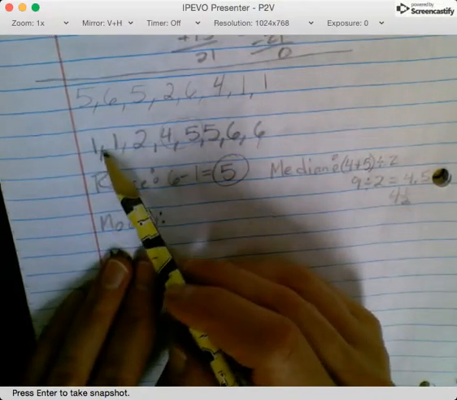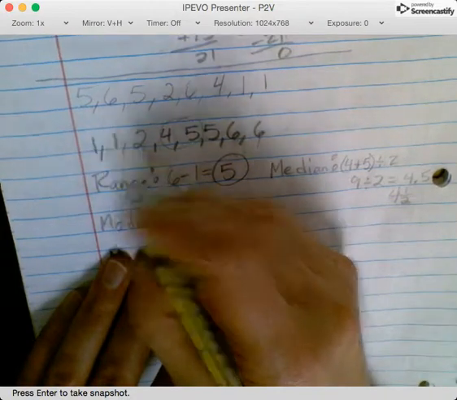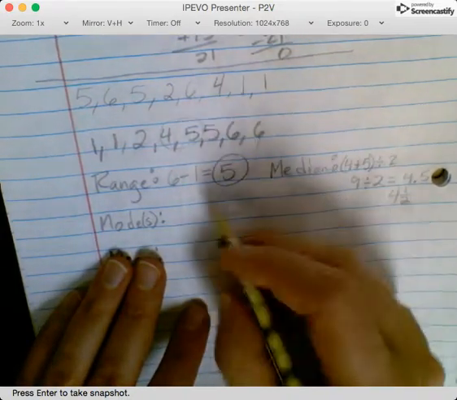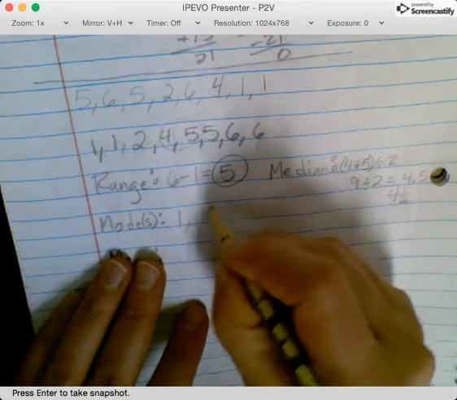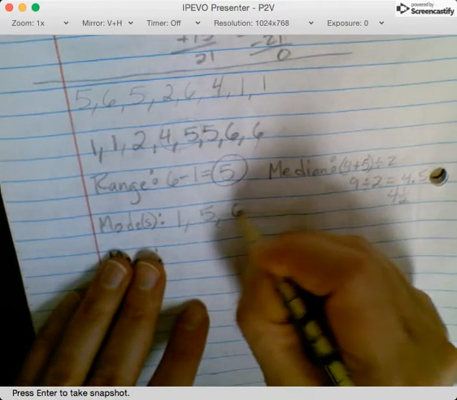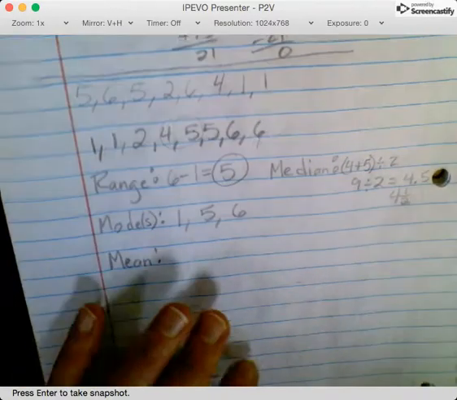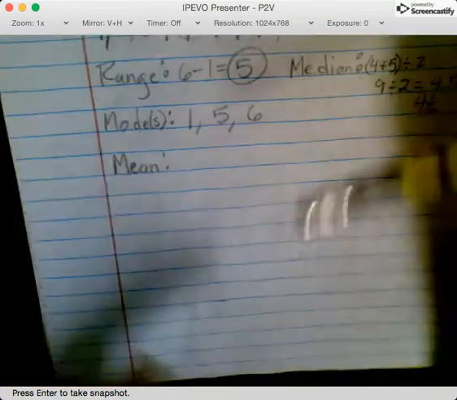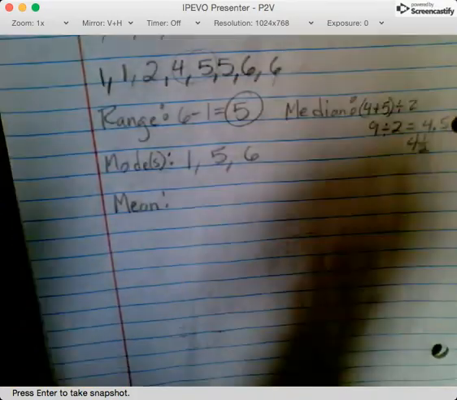My mode, I actually have 3. So I have 1, 1, 5, 5, 6, 6. I have 2 of each of those numbers. Okay, so 1, 5, and 6 are my modes. Sometimes you may have 3 of a number. In these sets, that's all we have.